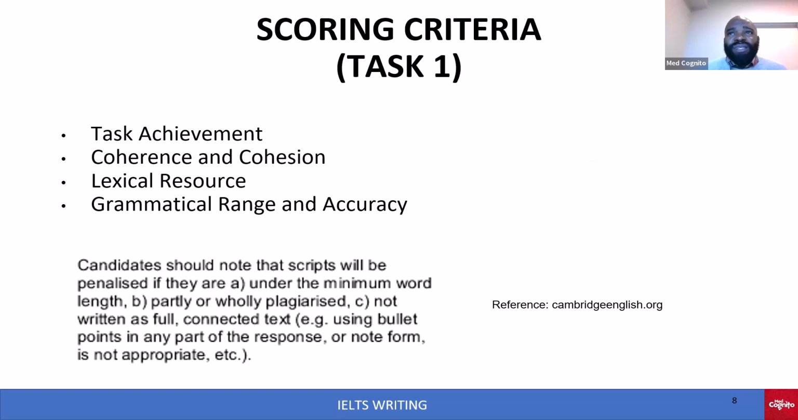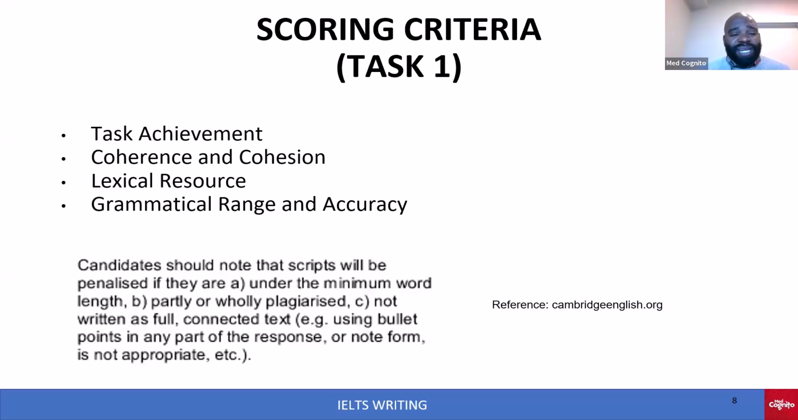I'll quickly go over the scoring criteria for the IELTS Task 1. And so for the scoring criteria for this one, we are looking at a number of criteria: the task achievement, coherence and cohesion, lexical resource, and grammatical range and accuracy. I would quickly go through these in the next couple of slides. But essentially, candidates, things to note under the scoring criteria, as in when the examiners are looking at your script.